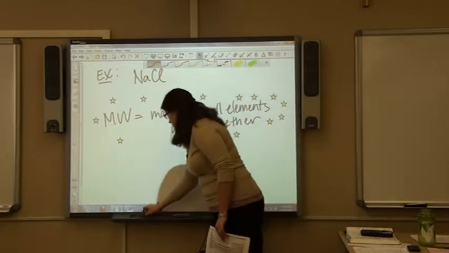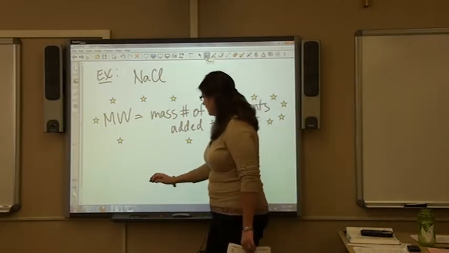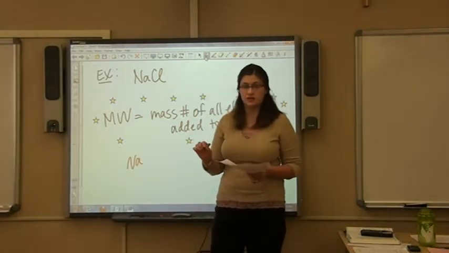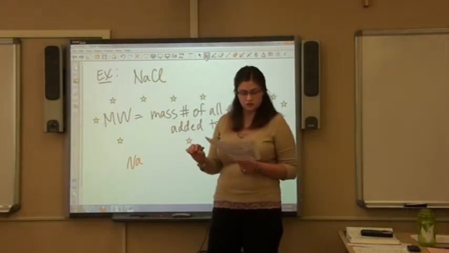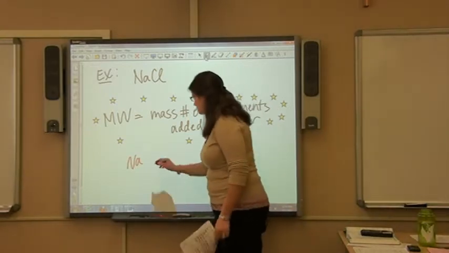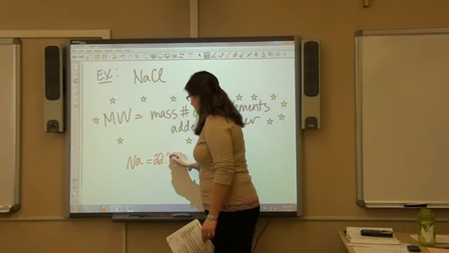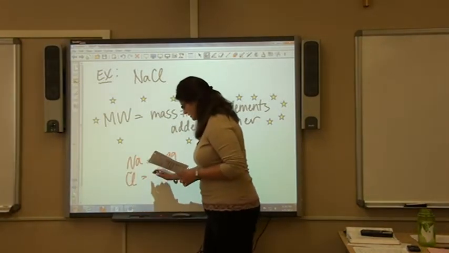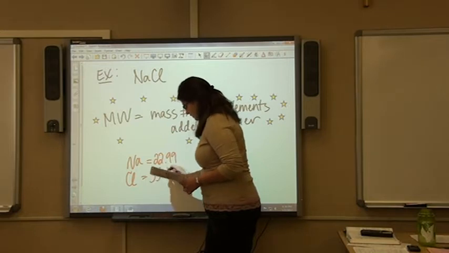So for sodium chloride, we are going to find sodium on the periodic table. Sodium is element number 11. It has a formula weight of 22.989. So you're going to have to do a little bit of rounding. 22.99. And chlorine is element number 17, it's 35.45.